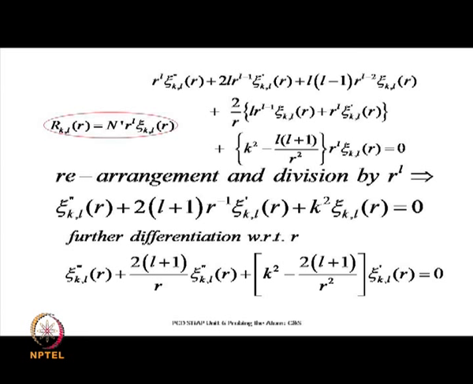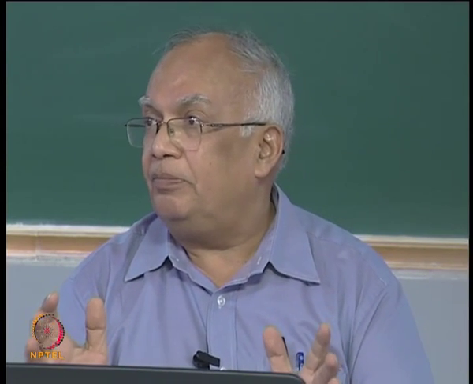This differential equation has got all the strength of the Schrodinger equation, it has come straight out of it. Okay. So far as its physical content is concerned, it is as good as the Schrodinger equation itself.